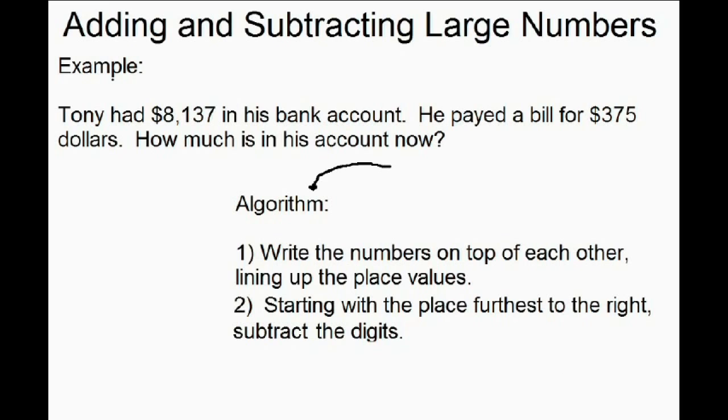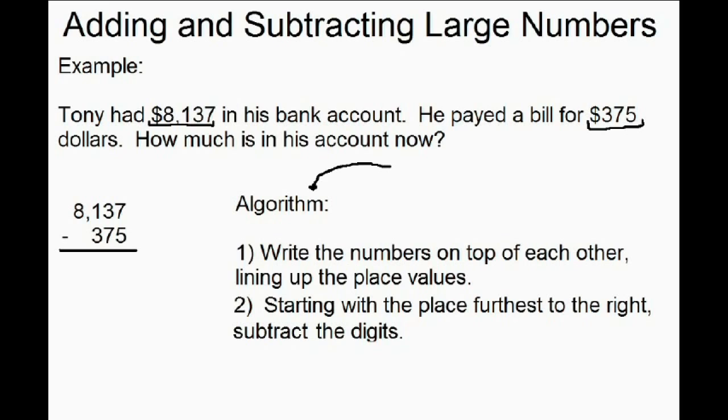But hopefully after you've read this example, you realize you have to take 8,137 and subtract $375 from it, because he started with $8,137 in his bank and he took out $375 essentially by paying that bill. So we're going to start by writing the numbers on top of each other, stacking them, and lining up the place values.